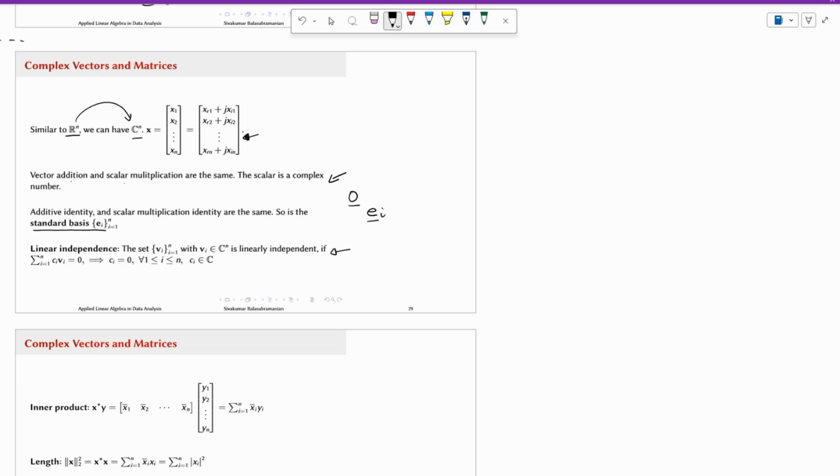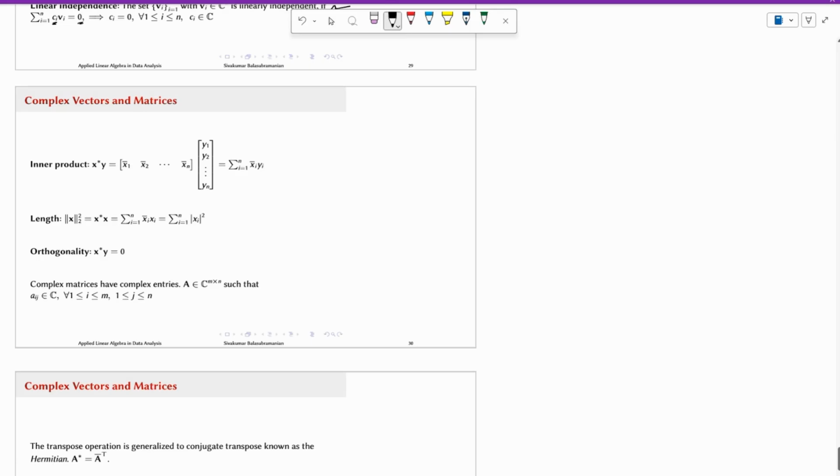Linear independence, same idea, except now your alpha i's are not real numbers anymore. They can be complex numbers. And the definition is the same. Your alpha i's have to be zero for a set of vectors to be linearly independent if you want to produce a zero vector. If it's any non-zero complex number, then it's still linearly dependent.